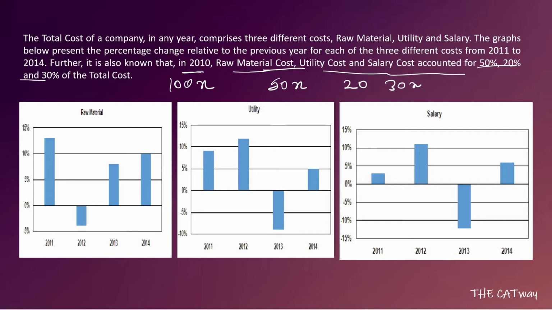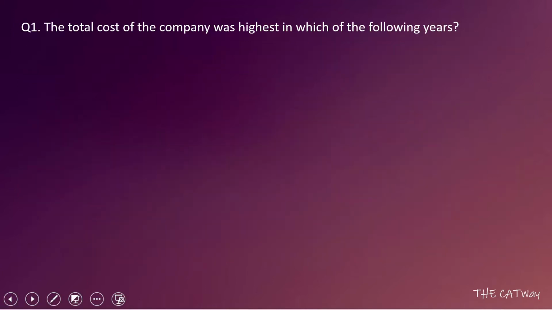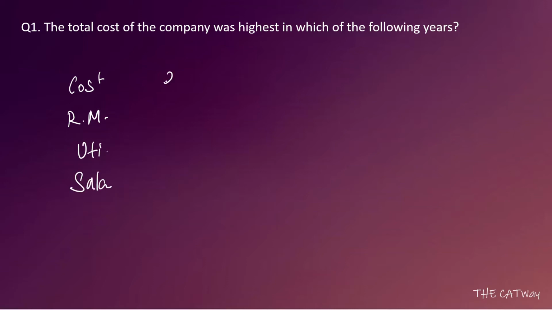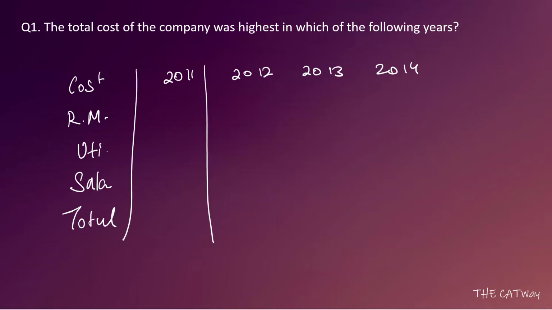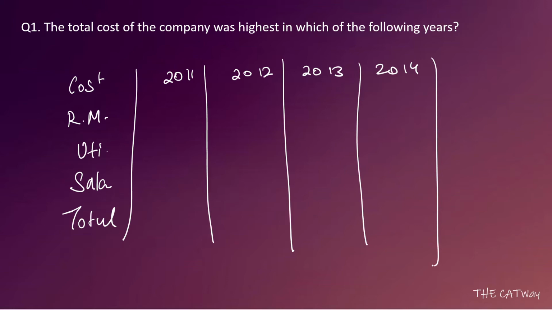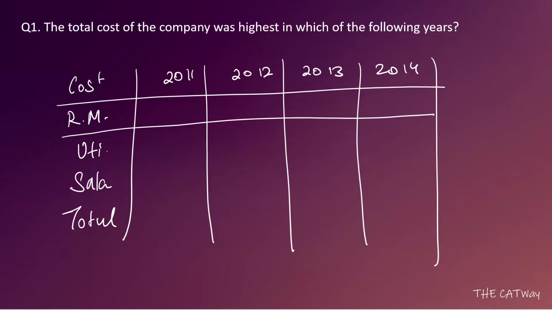Now we can note down the changes in all these three in various years. So let's make a table. So a table would look like this: cost, that is of raw material or whatever it is. So raw material, utility, and salary. And here we will write the years 2011, 2012, 2013 and 2014. Also we will need the total, so I am also writing the total value. Okay, so this is what we have. Now let's see what we have to do. We just have to calculate the values.